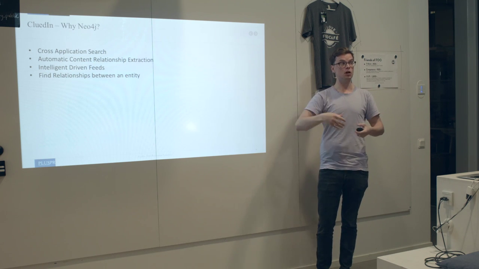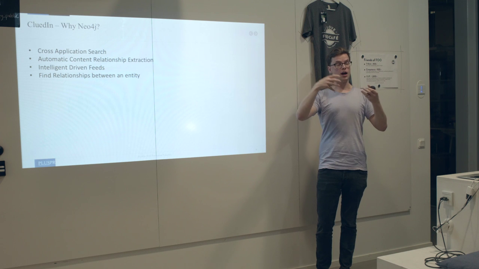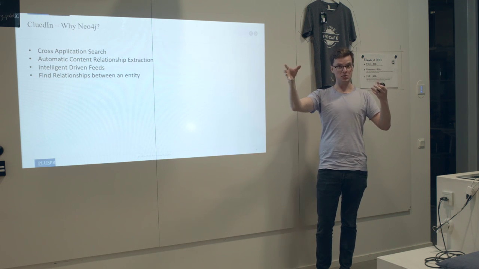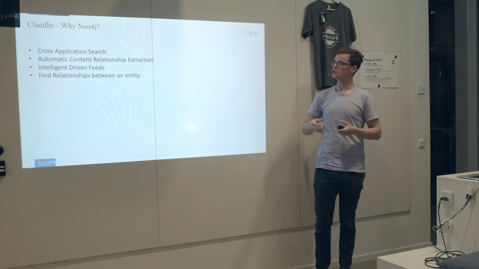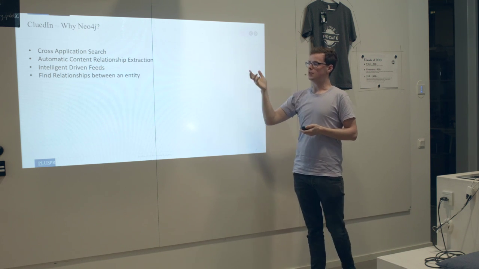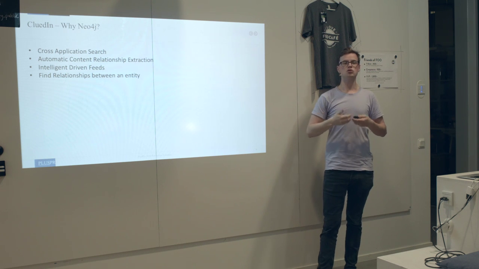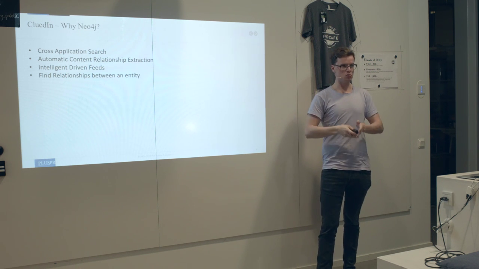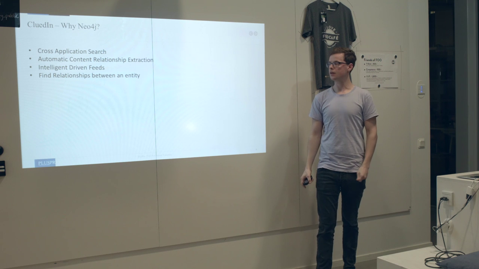Rick gave the example of Rick likes drinking beer, or likes beer. So those types of relationships. And what we also needed from a graph database was to leverage this information to deliver feeds to people, like you would see on Facebook or alike.